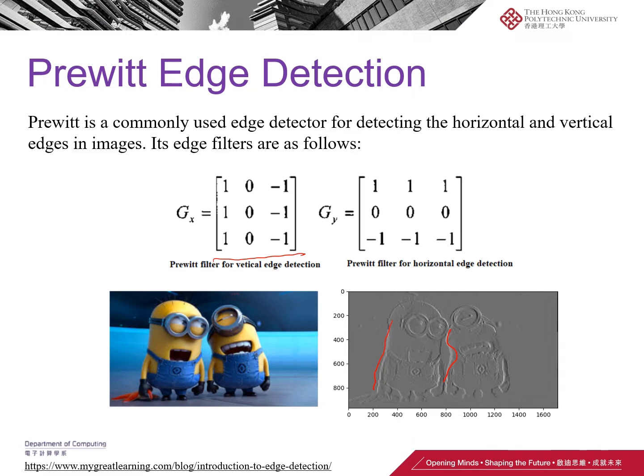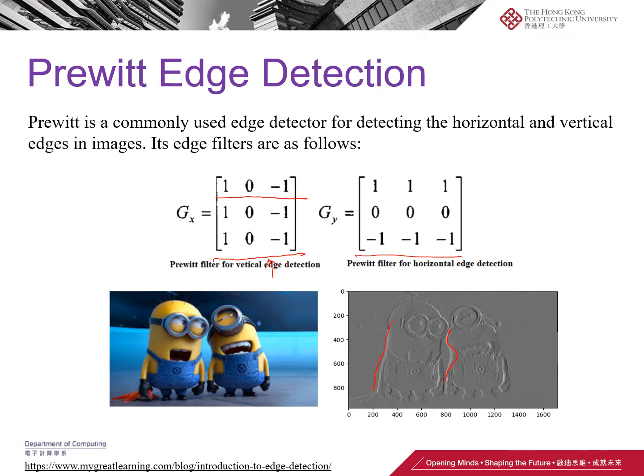You could see what is happening here is actually quite straightforward. Prewitt has two filters, one for vertical edge detection, like the first one, and the second is for horizontal edge detection. Then to find the edges, as I mentioned, it's quite straightforward. Let's take the first row as an example.